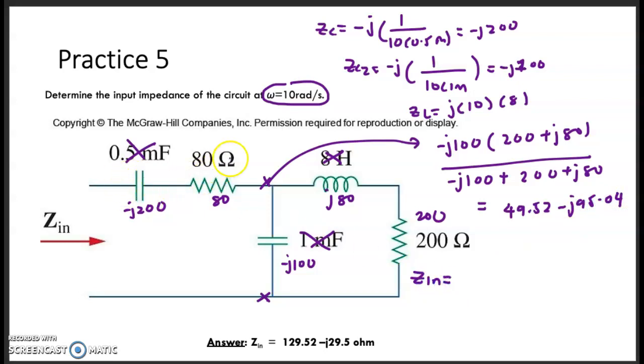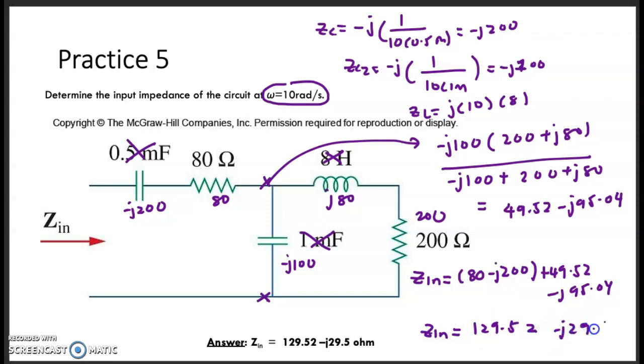So what is Z equivalent? Impedance is equal to 80, and this minus J200 is in series, so you just add together. Minus J200, and this one also will be in series, right? So you also add together minus J95.04, and then you can get the final answer, 129.52 minus J29.5. I hope you will use your calculator, to try to see whether you get the same answer or not. This is a practice for you to familiarize yourself with using the calculator for complex numbers.